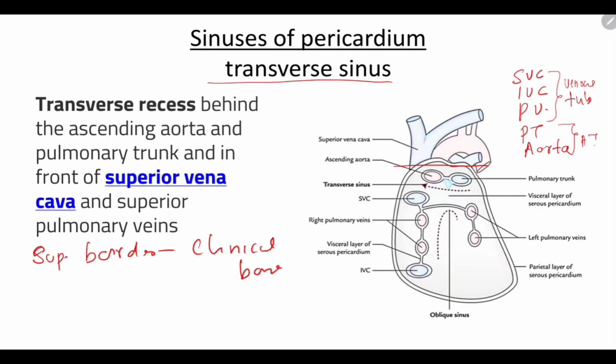Okay, so the arterial tube, that is ascending aorta and the pulmonary trunk, and the rest all forms a venous tube. There is a transverse space between these two, arterial tube and venous tube. So that sinus is known as a transverse sinus. Let us see the boundary. So transverse sinus lies behind the ascending aorta and pulmonary trunk, and in front of superior vena cava and the superior pulmonary veins. So this space is known as the transverse sinus of pericardium.